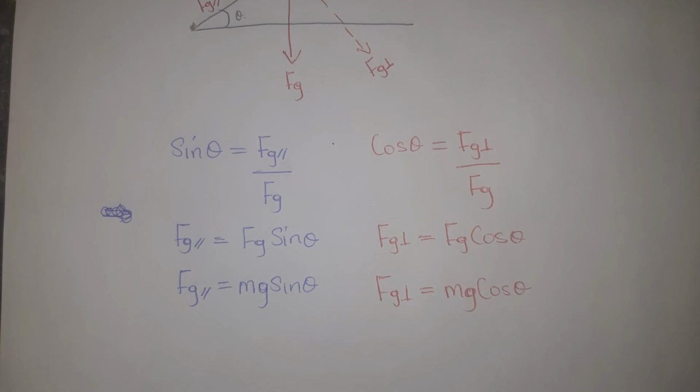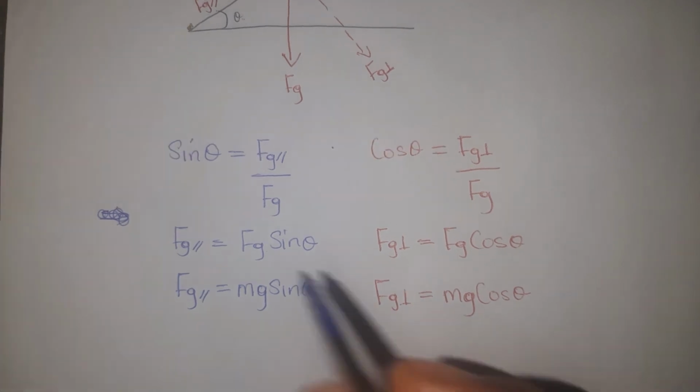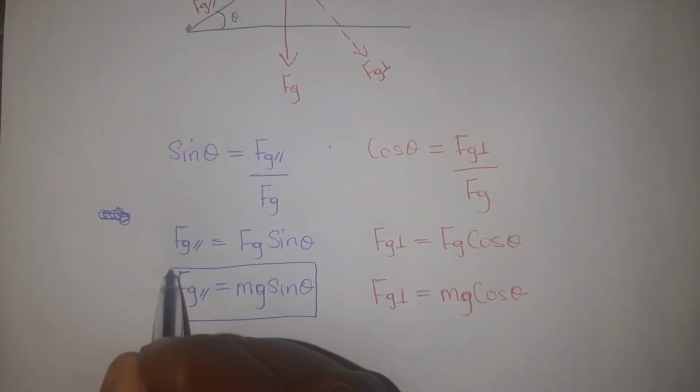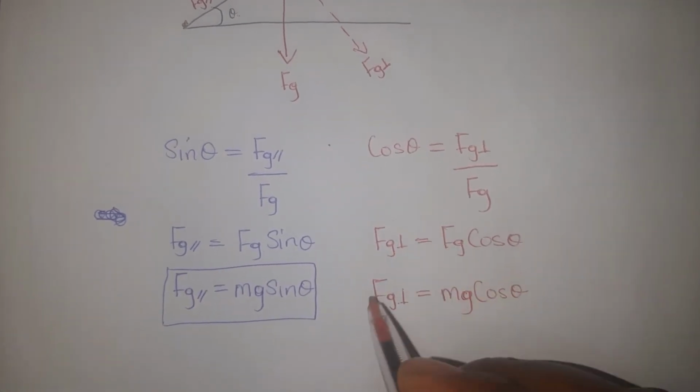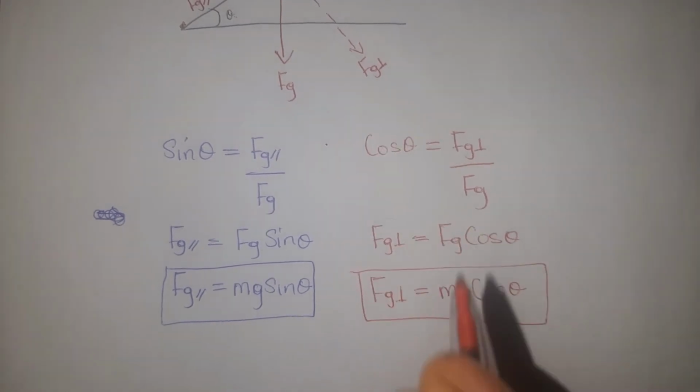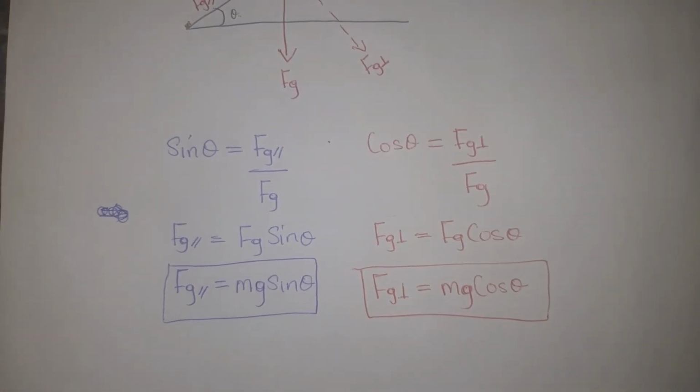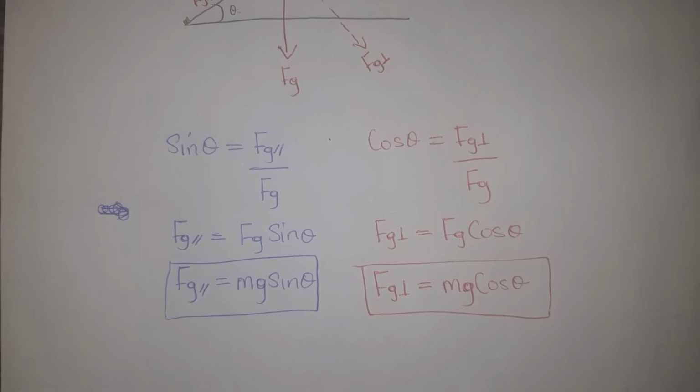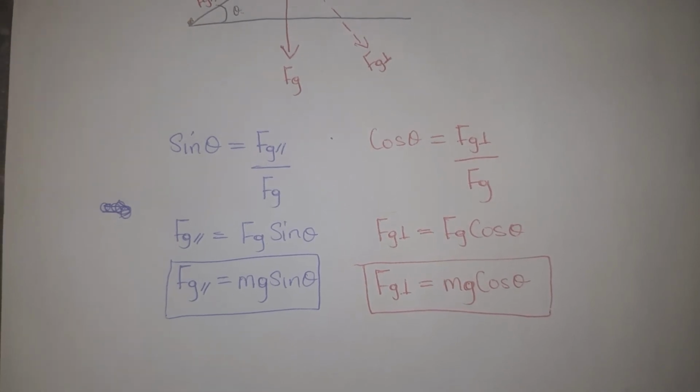Okay guys, there you go. These are the two formulas you can use to calculate the parallel and the perpendicular components of the gravitational force.